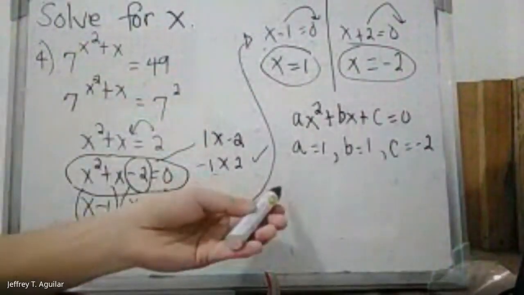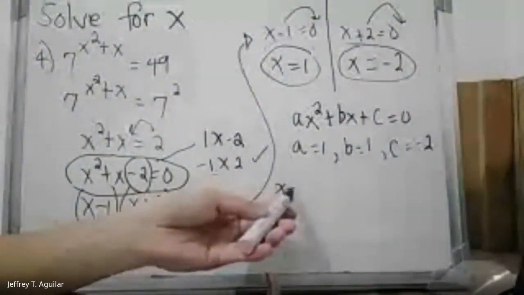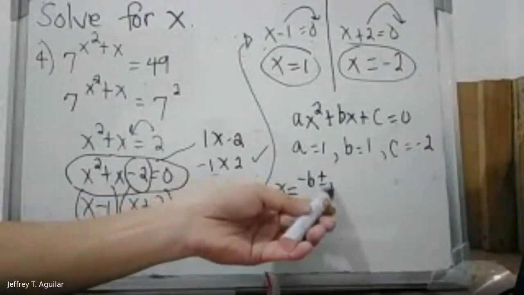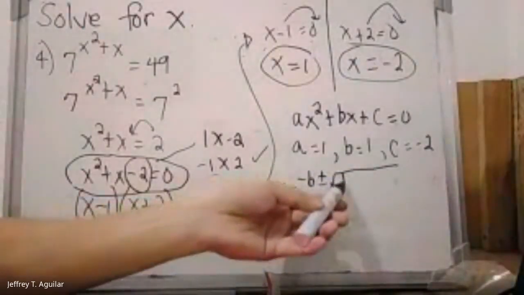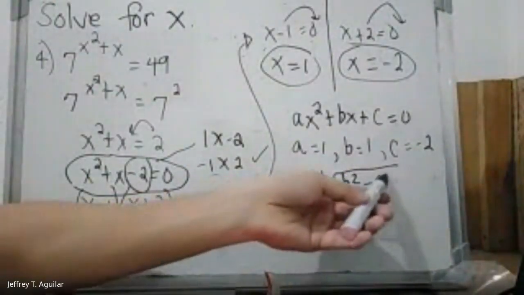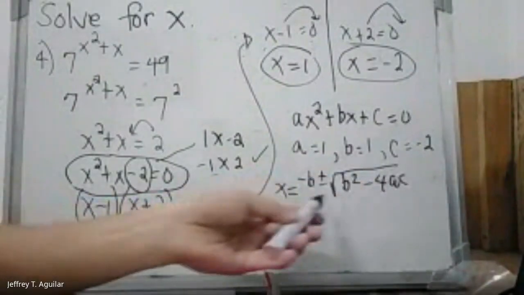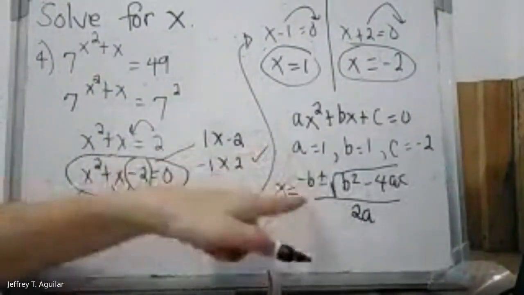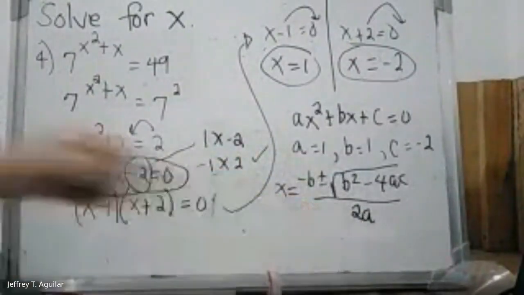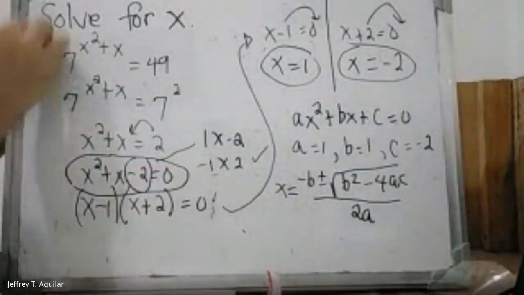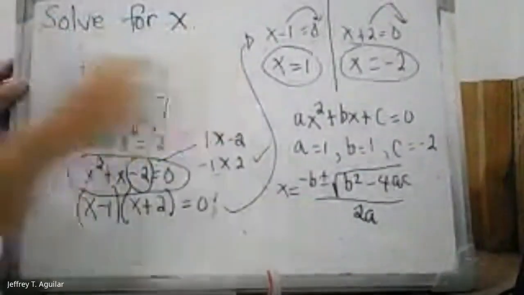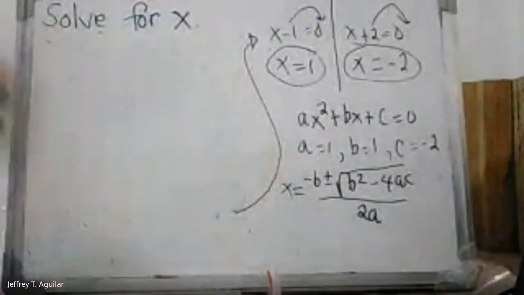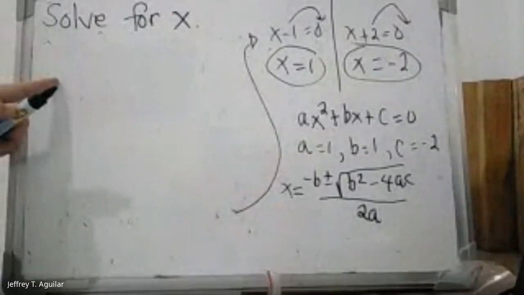So by using the quadratic formula given by -b plus minus the square root of b squared minus 4ac over 2a, then you can actually substitute the a value, the b value, and the c value. Okay, let's do that. Continuation over here. Please be guided.